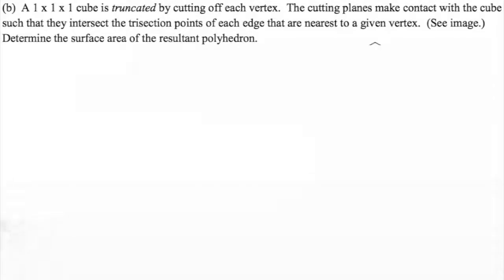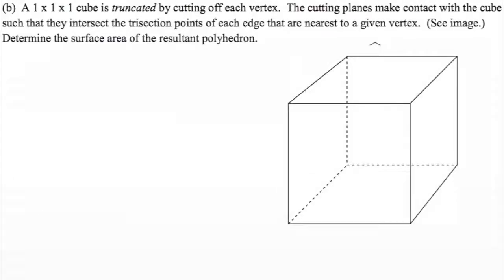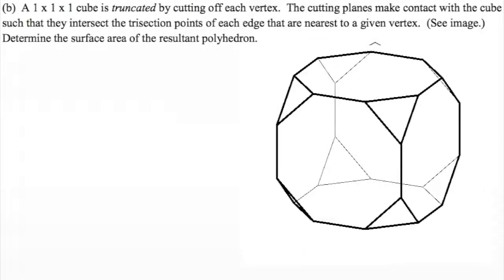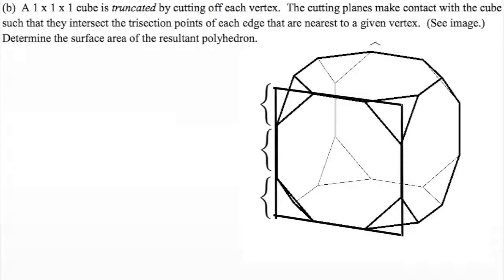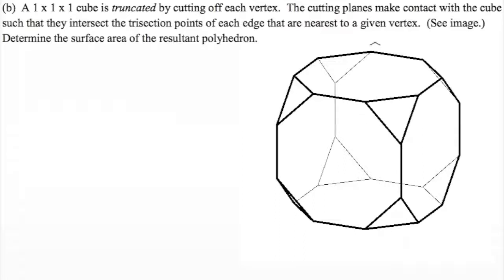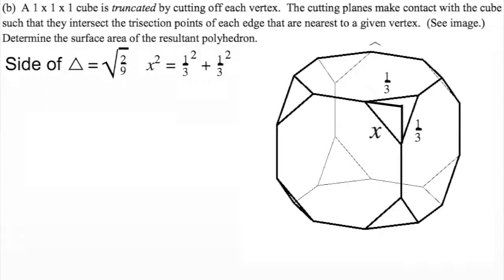Okay, so for problem 1b, you are given a 1 by 1 by 1 cube which is truncated by cutting off each vertex. Each edge of the cube is trisected, and as such we can see that when you cut each vertex, you form an equilateral triangle, each of which has side length root 2 over 3, because you have 1/3 squared plus 1/3 squared is equal to x squared, and x becomes root 2 over 3.